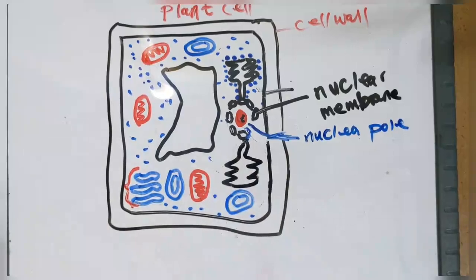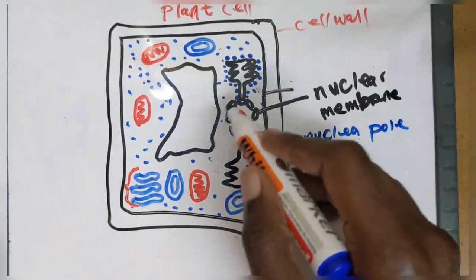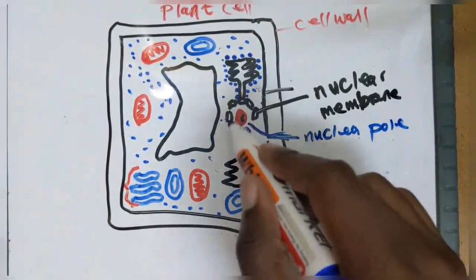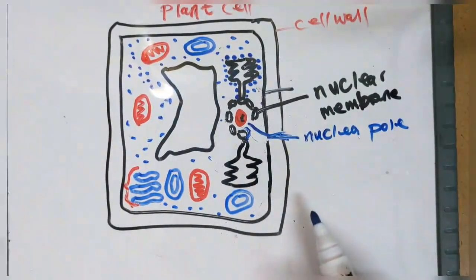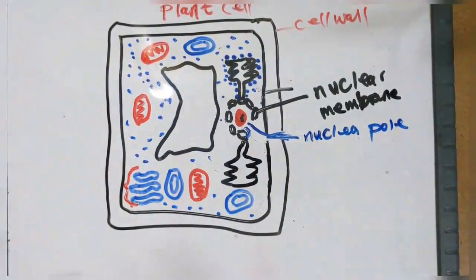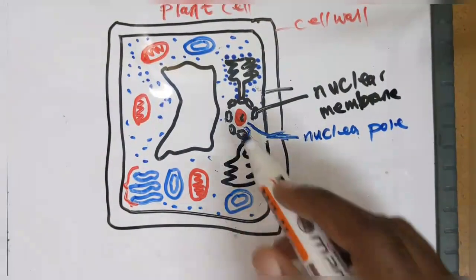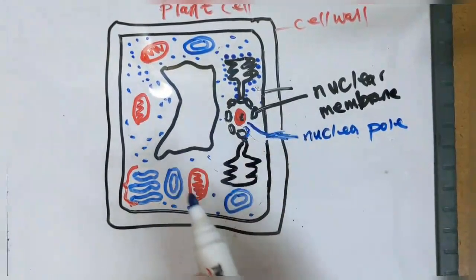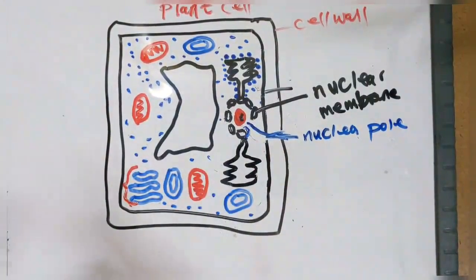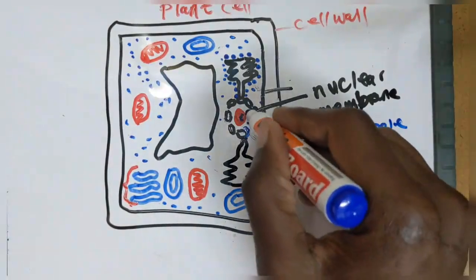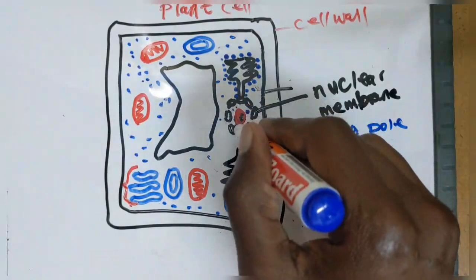So inside the nucleus here, there is what we call nucleoplasm, okay. Nucleoplasm is actually a liquid. It is a liquid in which the nucleus floats. So this which is inside, it is the liquid inside.